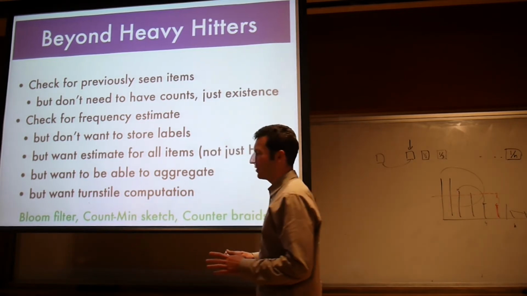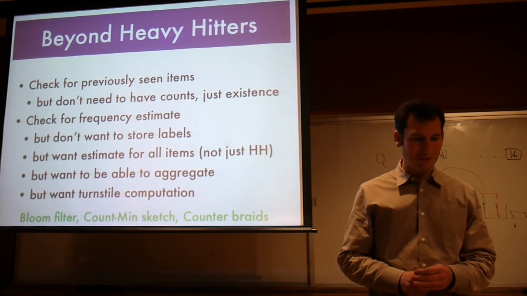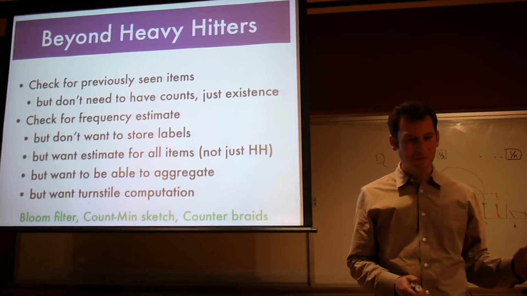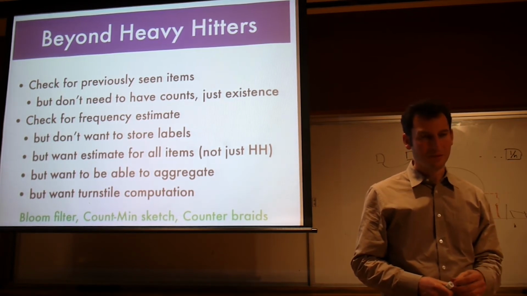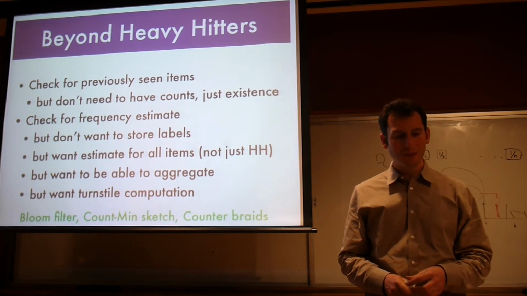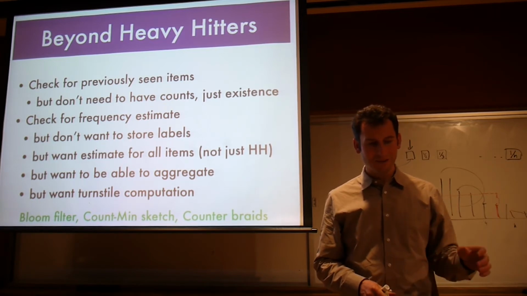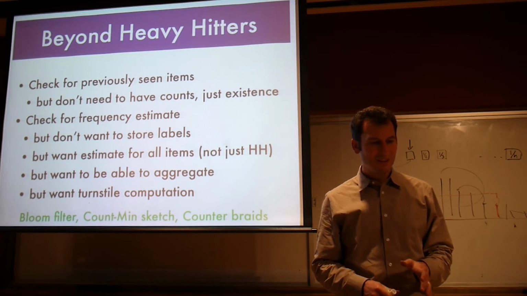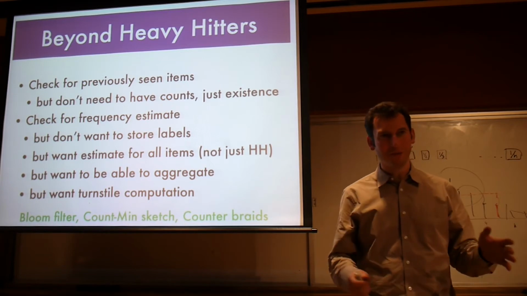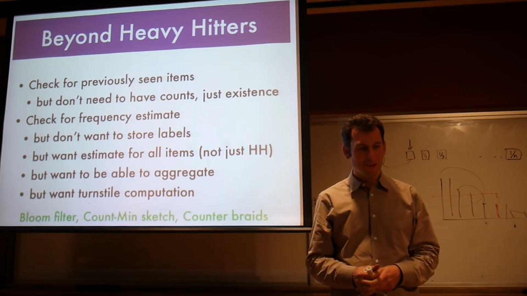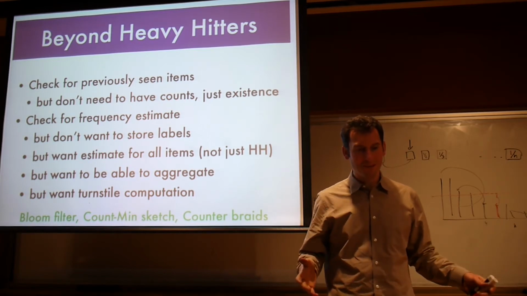It's very beautiful. But so what we're going to do now is we're going to look for, I want to know whether I've seen an item, and I want to get a high probability statement for this item. So it's a little bit like the F0 problem, except that I'm willing to tolerate some false positives. I don't necessarily need counts, just know that I've seen it. And I want to be able to, or I might want to get, frequency of the items, but I don't want to store the actual labels. And I want to really be able to get such statistics for all the items, not just the heavy hitters.